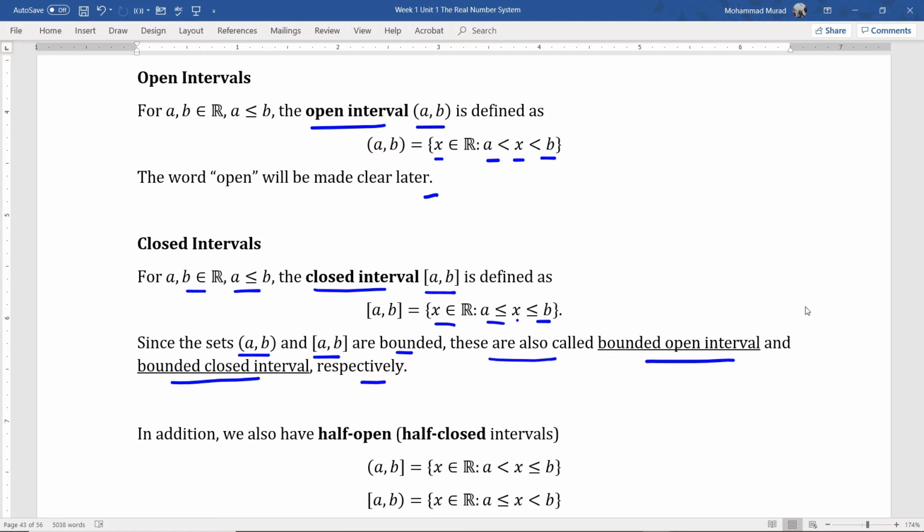In addition, we also have half open or half closed intervals. For example, the set defined to be equal to the set of all real numbers x such that x is strictly larger than a but smaller or equal to b. And similarly, the set defined by this symbol to be equal to the set of all real numbers x such that x is larger or equal to a but smaller than b. These are examples of intervals.